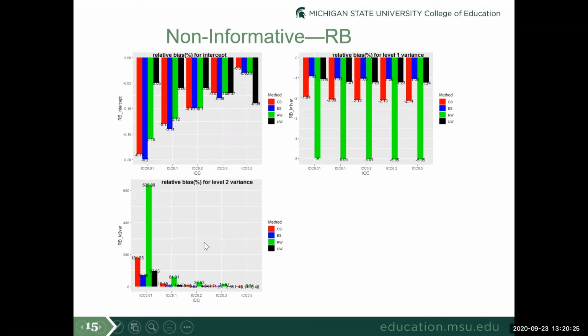For level 2 variance, no estimator works well when ICC is extremely small, that is, when ICC is 0.01. The effective scaling estimator and the unweighted estimator work better than the other 2. The raw weighted estimator, the green one, needs to be used with caution for variance components.